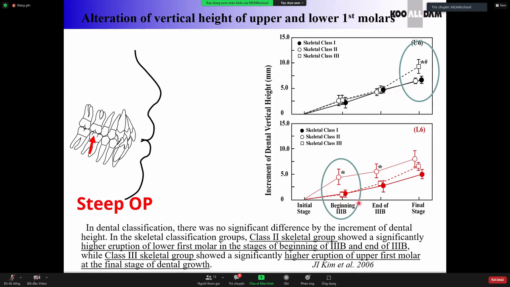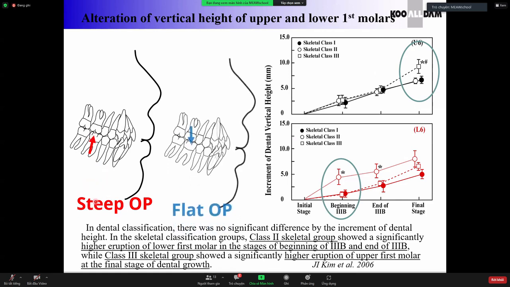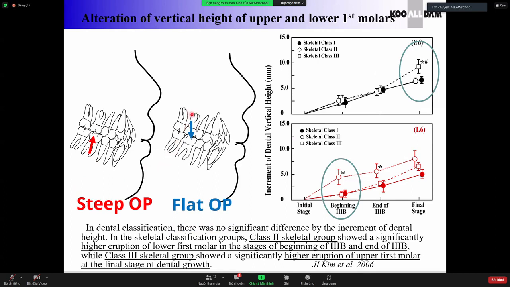So over-eruption of the lower molar means like this. This is called a steep occlusal plane. On the other hand, with over-eruption of the upper molar, the value decreases. So this is a flat occlusal plane. And you should remember this for treating class 3 malocclusion. So you should control the eruption of the upper first molar.